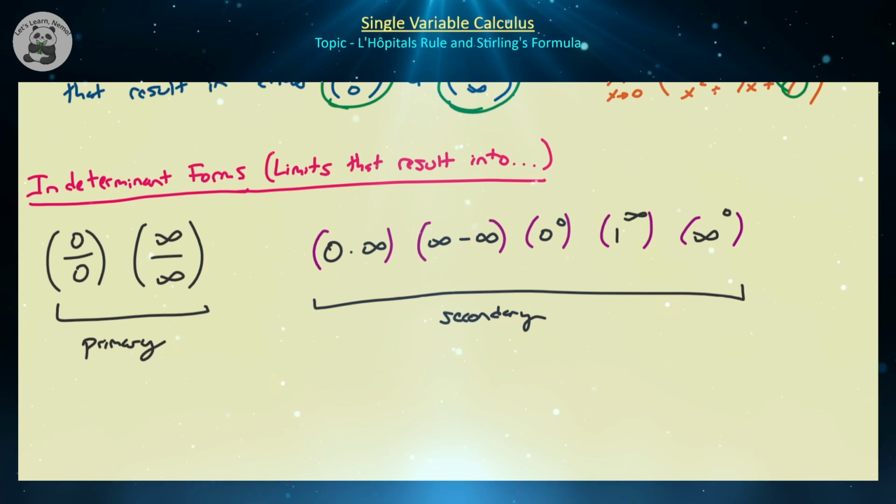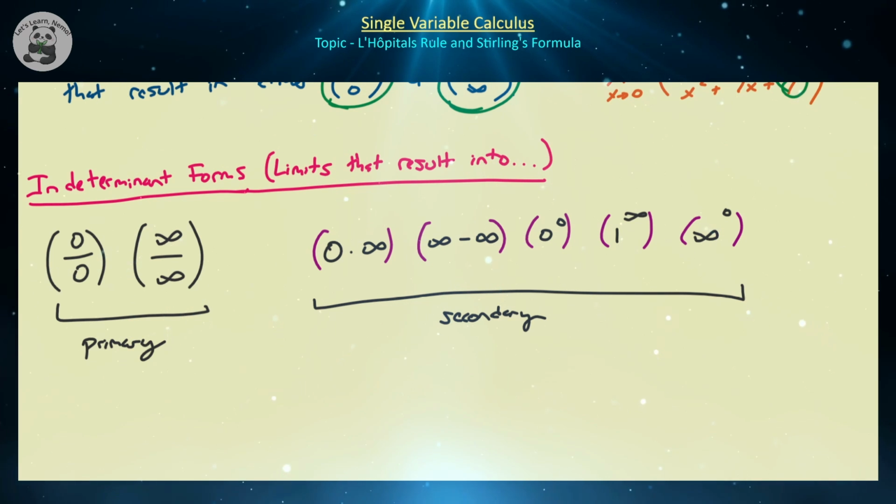0 to the 0 is not equal to 1. 1 to the infinity is not equal to 1. And infinity to the 0 is not equal to 1. They could literally come out to any different types of expressions. That's why we call them indeterminate forms when they result from limits.